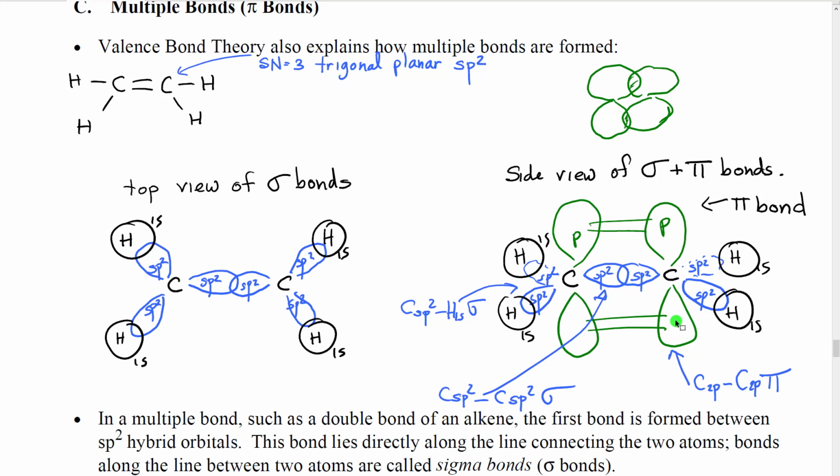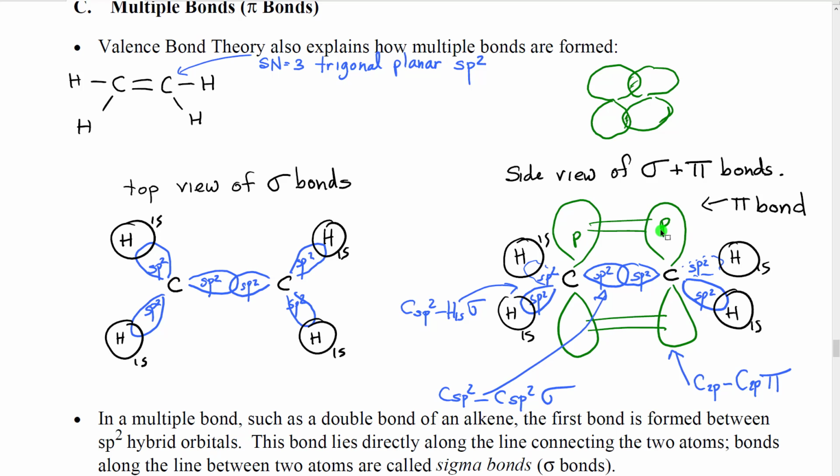Now, the important thing to note is that even though this p orbital has two parts, it's one orbital. It's one electron cloud. It's just a cloud that has this two-part shape. So what we're going to do is bring this cloud up and overlap it sideways with this cloud. So we're going to make a 2p to 2p bond.